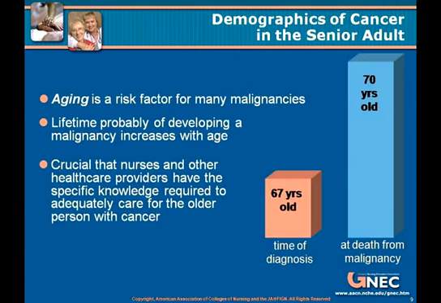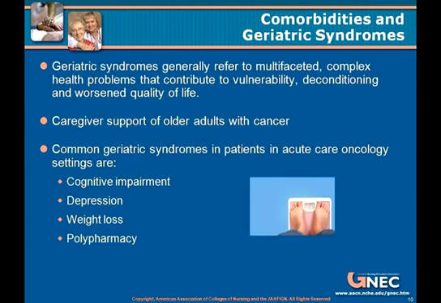Aging is a risk factor for cancer. So we have to think about who is the core consumer of oncology services, and that's people 65 and over. The typical cancer patient is older, and we need to consider not only the diagnosis of cancer, but issues of comorbidity as well as independence and living situation. It's critical that nurses and other healthcare providers have the specific knowledge required to care for the older cancer patient, and that's what drives the essence of this lecture.